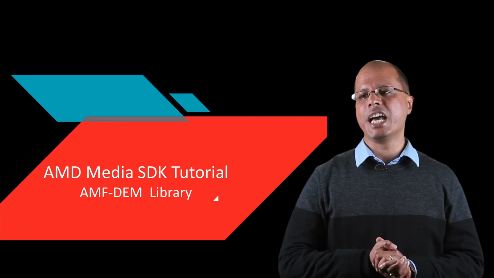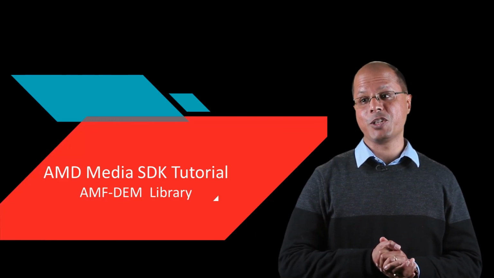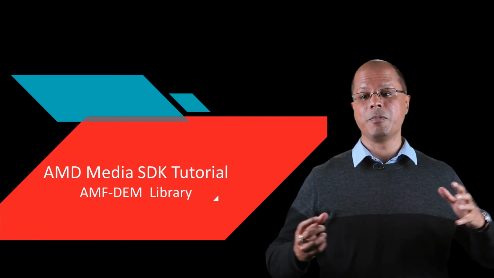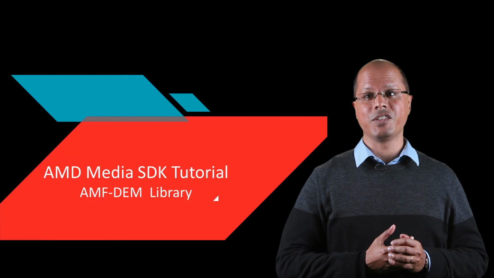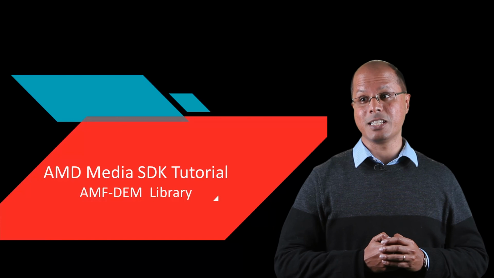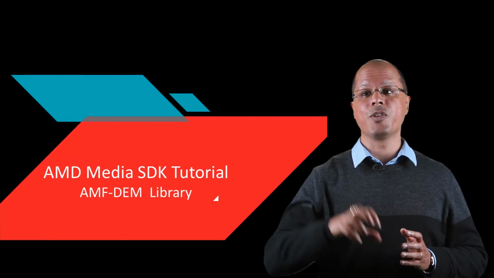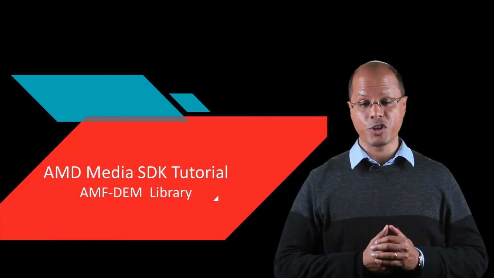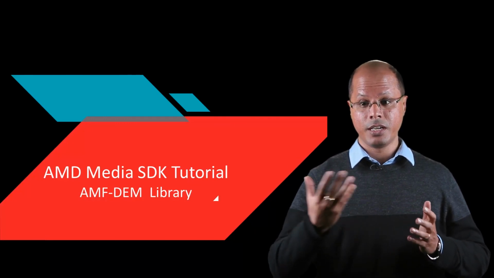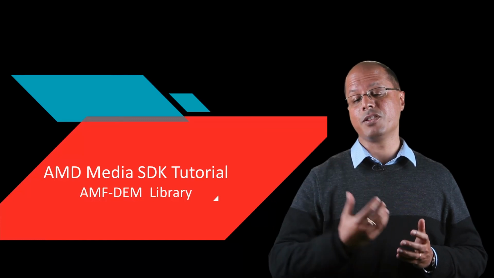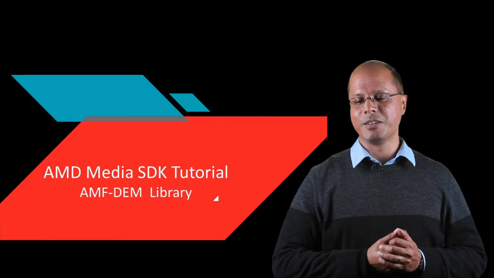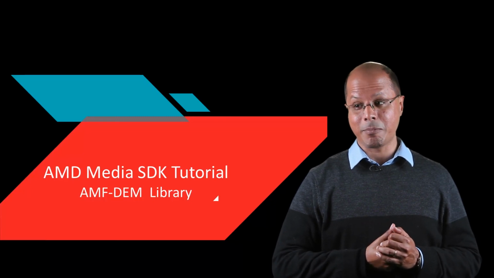So let's just do a quick recap of what we learned today. AMD APUs and discrete GPUs have a direct connection between the display controller and the video compression engine. And this capability is called display encode mode. This is really ideal for usage in low latency applications like wireless display and remote desktop. So you can do a capture and compress the video in one shot. So the Media SDK provides the AMFDEM library, which gives you a C++ API to leverage this functionality in your application. So have fun using the AMFDEM library in your application.